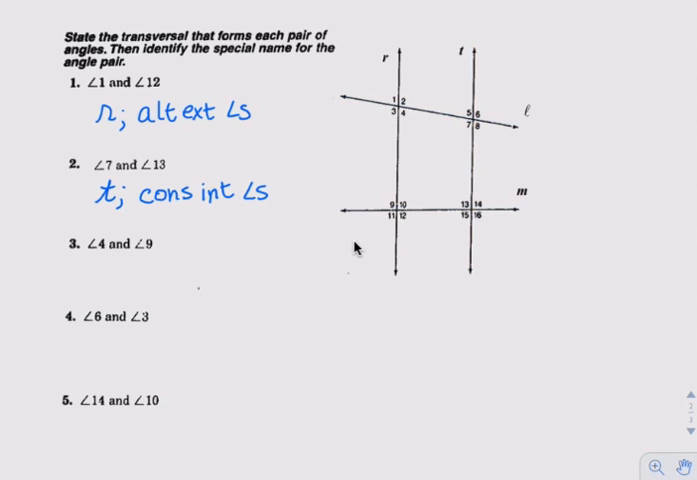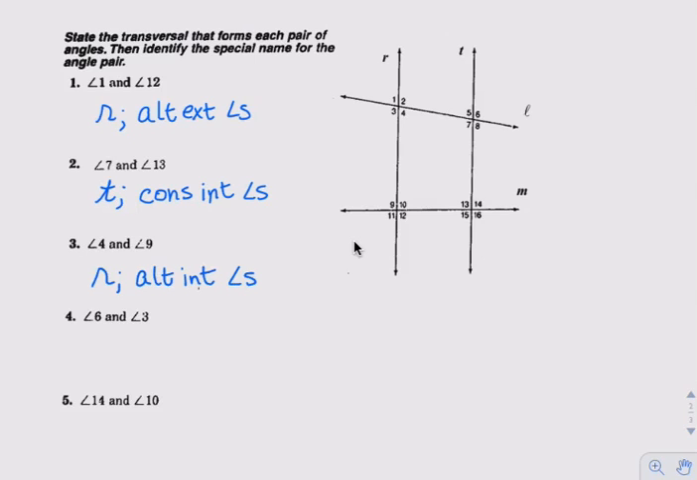All right, 4 and 9. What line is needed for both of them? Well, let's see. This is needed for 4 and for 9. And then we need these other lines. So the transversal would again be R. And it would be 4 and 9 are alternate interior angles.